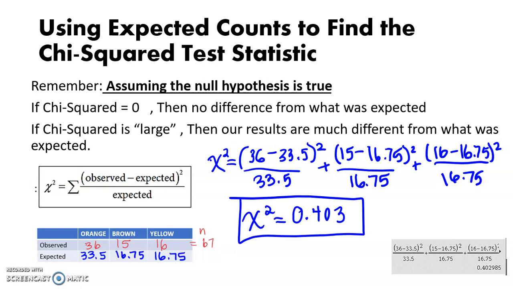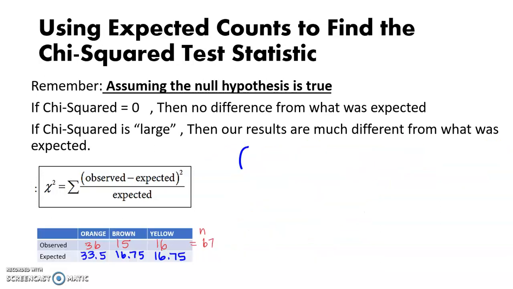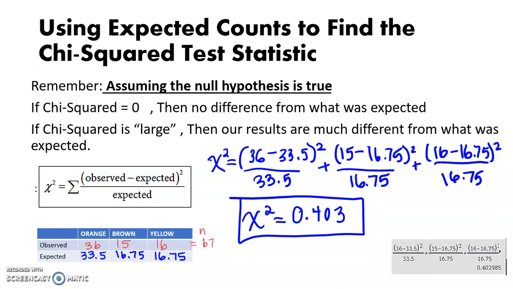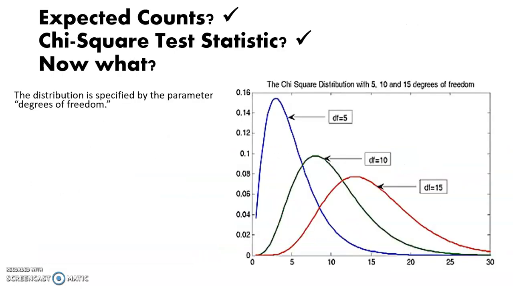This chi-squared value is quite small compared to the other one. So remember, we got 5 here, and I got something really close to 0 here. So the results from the Skittles are more different from what I expected than the results from the Reese's Pieces are. Okay, so what does that mean?